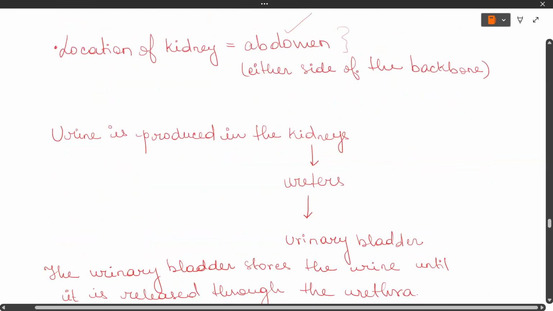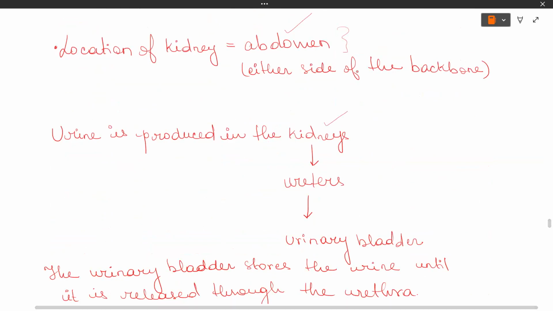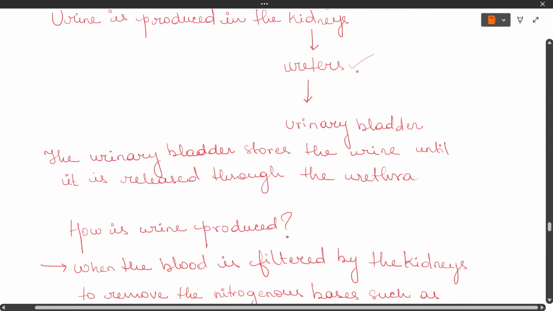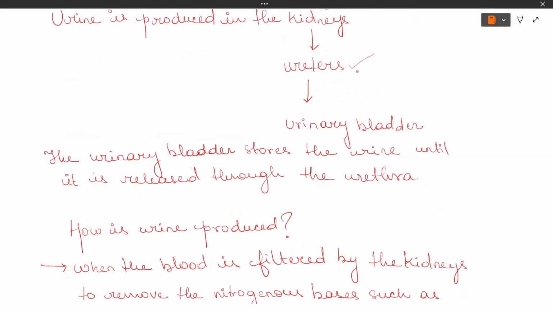Now the urine is produced in the kidneys, and then it is transported out of the kidneys into the urinary bladder through the ureters. Is it clear? Yes, ma'am. So the urinary bladder stores the urine until it gets full. The urinary bladder has a function of storage of urine. And when it is full, the urine is released through the urethra. You can call the urethra the opening through which the urine is finally released out of the body.